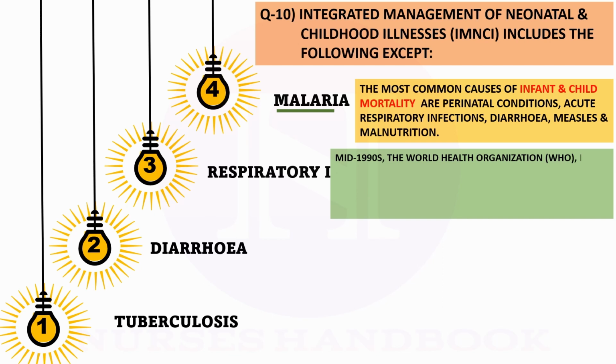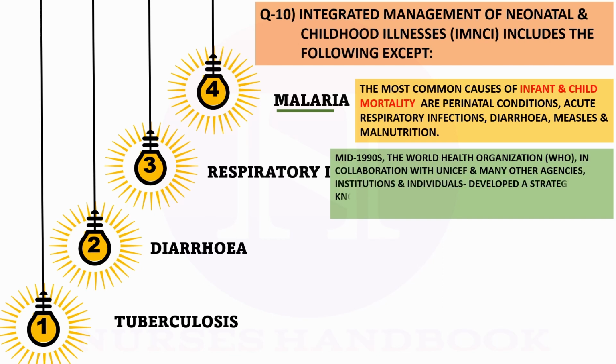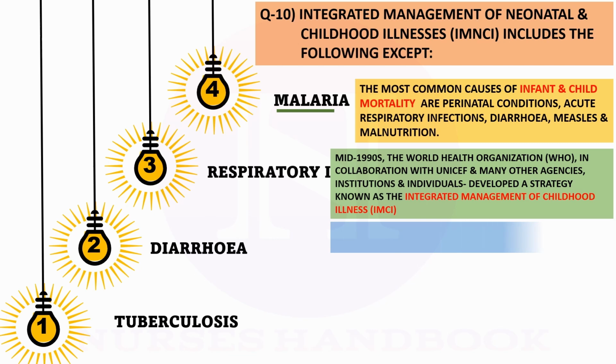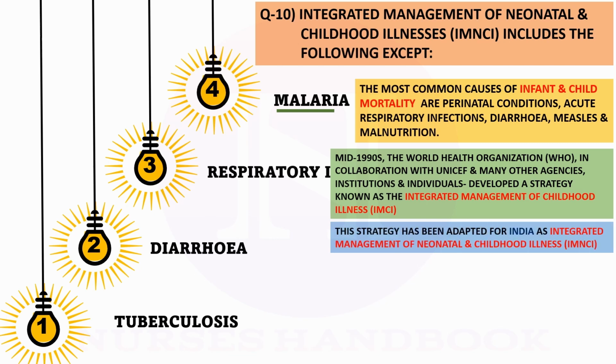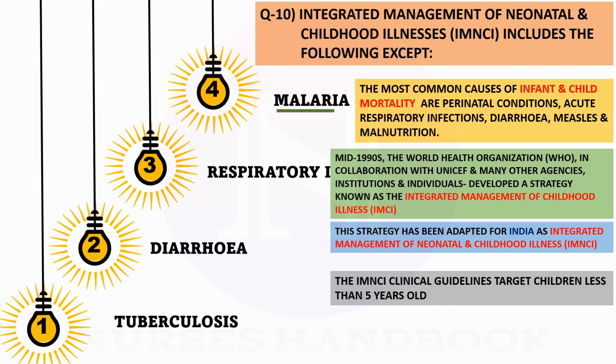In the mid-1990s, the World Health Organization, in collaboration with UNICEF and many other agencies, institutions, and individuals, developed a strategy known as the Integrated Management of Childhood Illnesses (IMCI). This strategy has been adapted for India as Integrated Management of Neonatal and Childhood Illnesses (IMNCI). The IMNCI clinical guidelines target children less than 5 years old.